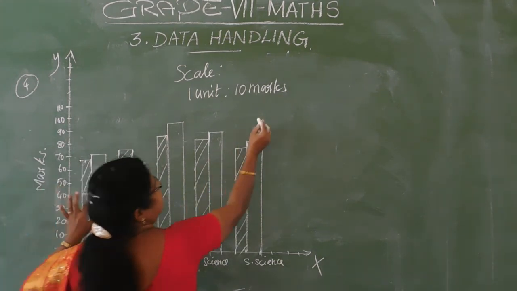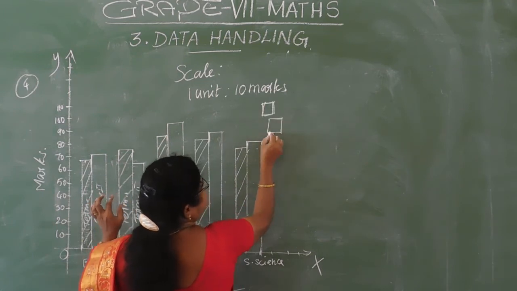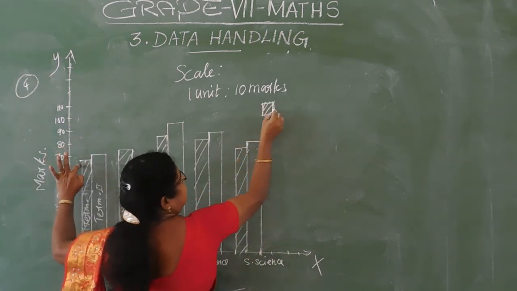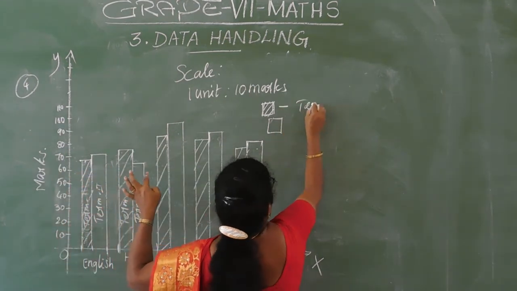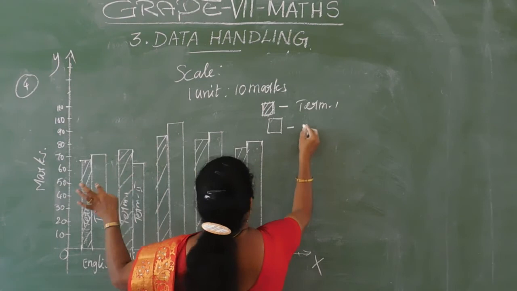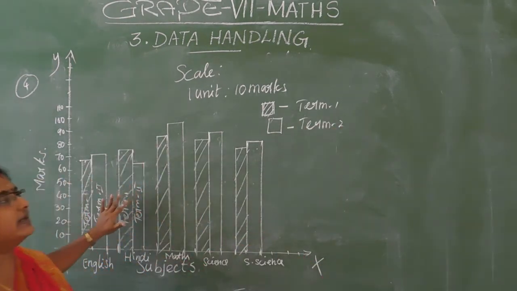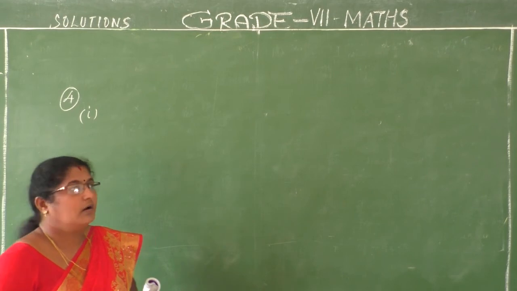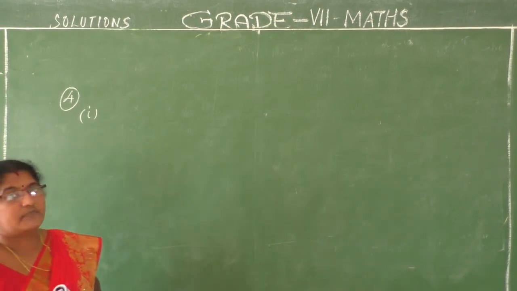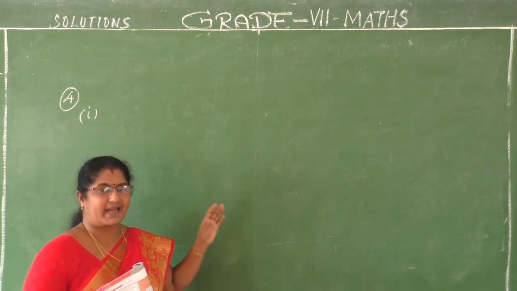Likewise, after that we have to draw these 2 boxes. One we draw shaded, one is empty. The shaded box is term 1. The unshaded box is term 2. Note everything in the graph sheet. Okay, this is the format of the graph sheet. Draw this. Okay, 4th sum, graph. You draw in the graph sheet.